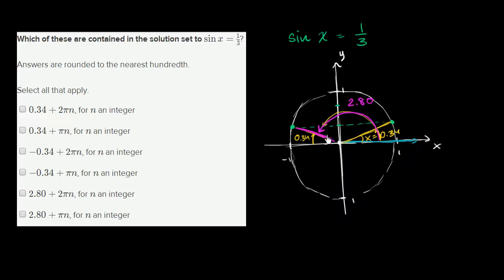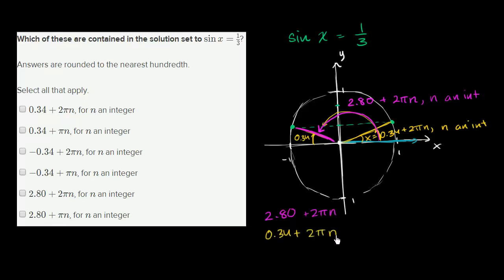Now, that's not all of the values. We can add multiples of 2 pi to each of these. So 2.80 plus any multiple of 2 pi, so 2 pi n, where n is an integer. Or we could take 0.34 and add any multiple of 2 pi. So 2 pi n, where n is an integer. So our solution set here, just to rewrite it outside of this messiness, is going to be 2.80 radians plus 2 pi n, where n is an integer, and 0.34 plus 2 pi n, where n is an integer.